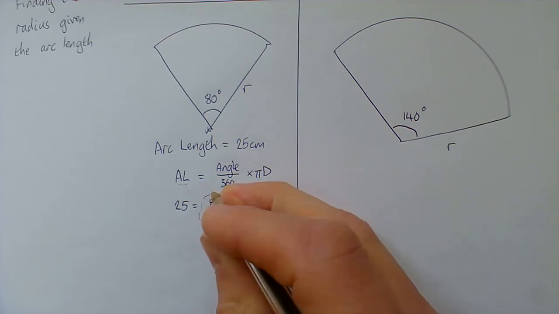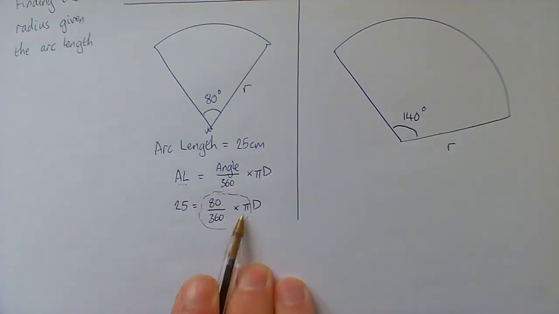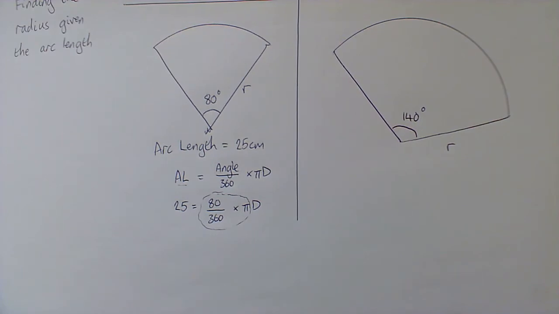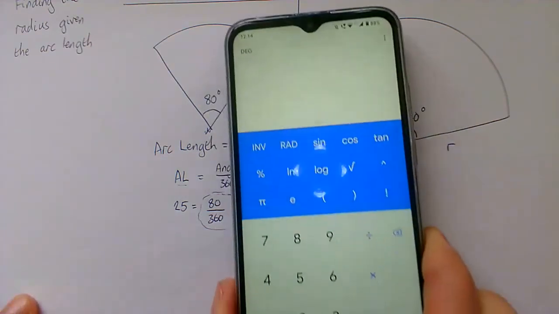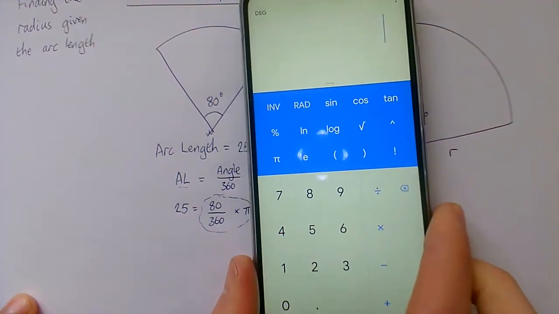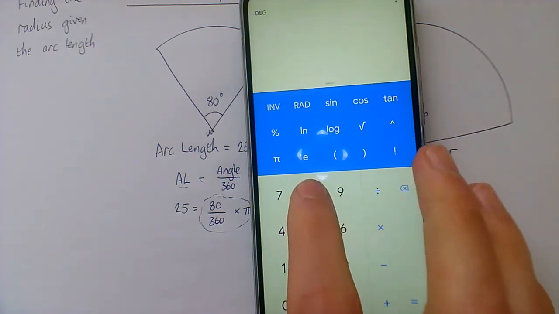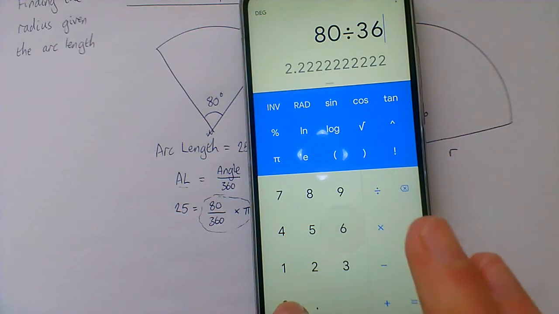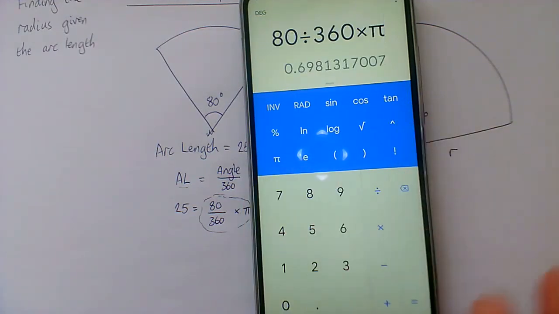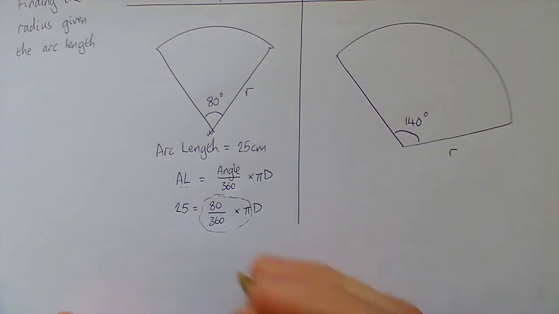Because I noticed that all of this is numbers. We've got 80, divide it by 360 and times it by pi. That is all numbers because pi is just 3.14. So what I can do is just get out my calculator. I'm even going to use my phone one here. Normally I'd encourage you to use a scientific one, but I know a lot of you are working with phone ones at home. So get out a calculator and do 80, divide it by 360, and times it by pi. All of those are just numbers, so it turns out a decimal for us, which is 0.6981317, etc. So we can rewrite this line as 25 equals.